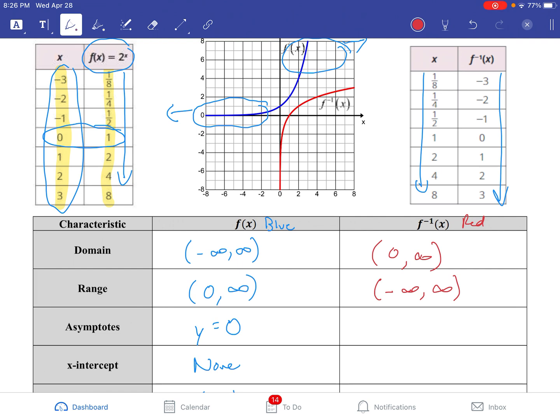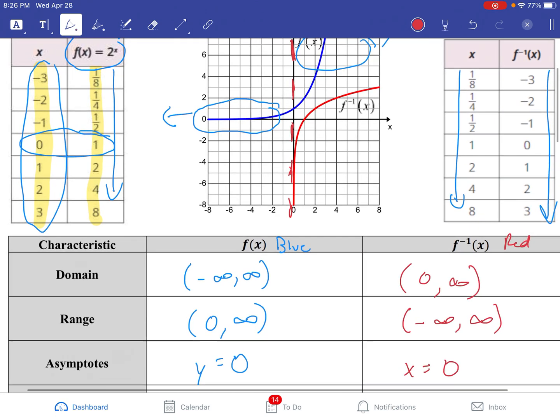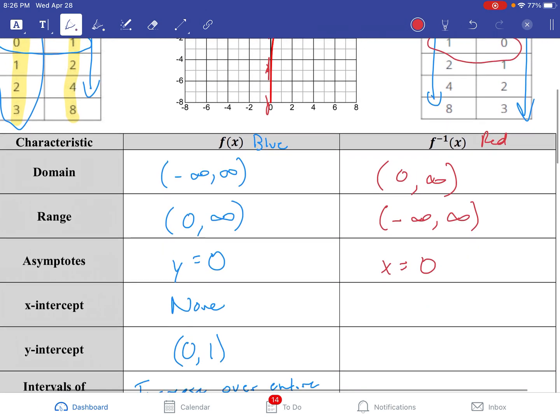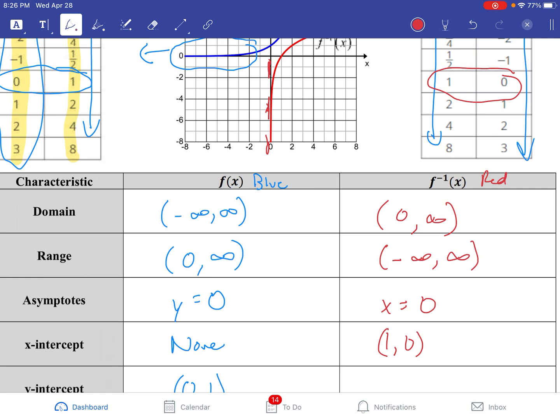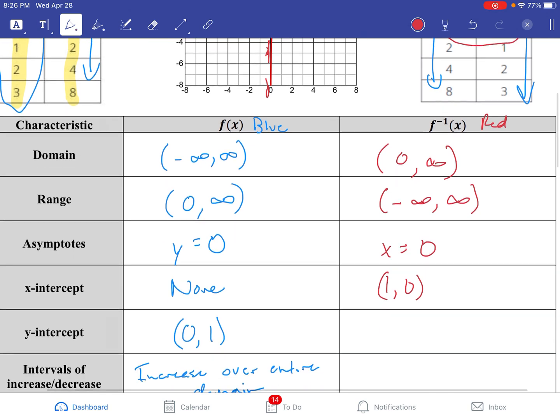Okay, the asymptote. Now in this case, the asymptote is here on the y-axis versus the x-axis for the blue graph. Okay, that gives you a different equation. That would be x equals 0. For the x-intercept, this time you can see it right here. You have (1, 0). And for the y-intercept, because it goes close to the y-axis but doesn't actually touch it, there is no y-intercept.